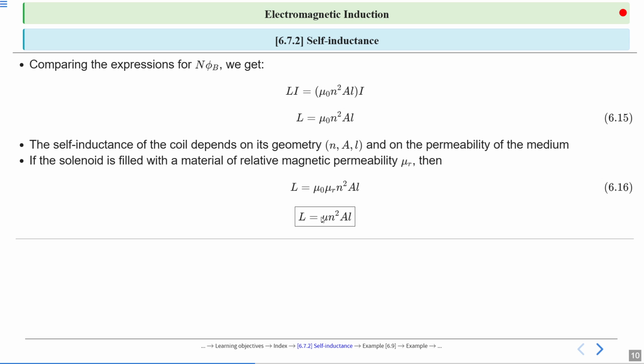So L will be equal to mu N square A l. Okay, this mu naught into mu r will be equal to mu. This is the permeability of medium, where mu naught is the permeability of free space, and mu r is the relative permeability of medium. Okay.